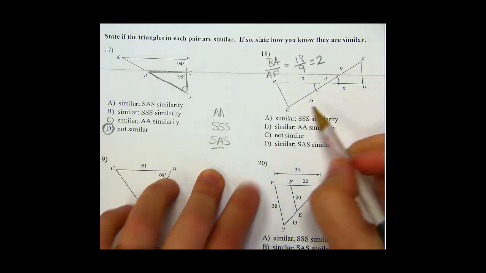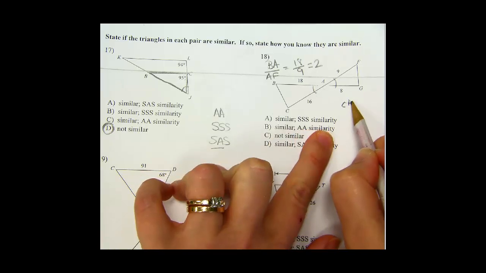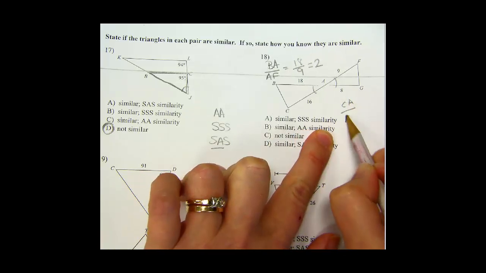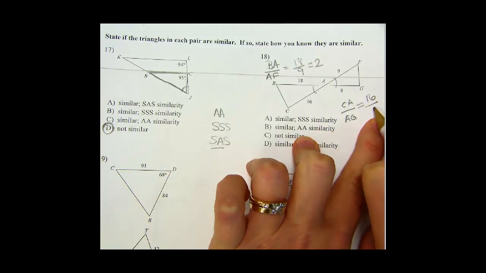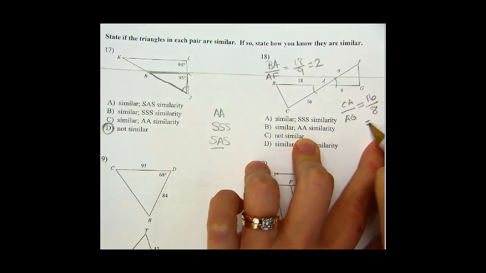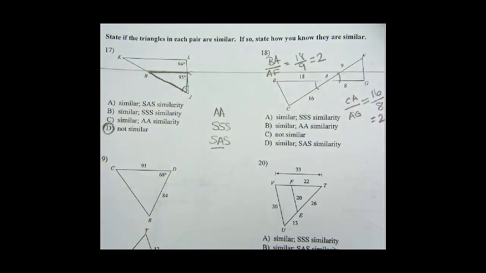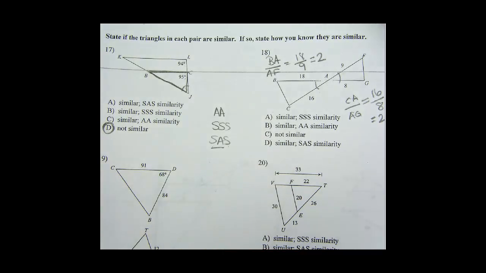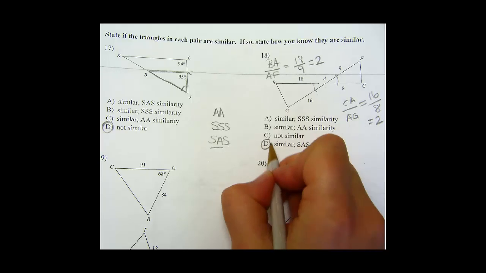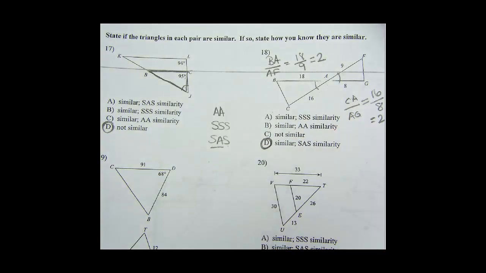Now, if I take a look at CA and AG, CA is 16, AG is 8, they also reduce to 2. So I can use side angle side because I have two sides that reduce down to the same fraction, and I have a pair of angles that are equal. So these triangles are similar, and they're similar using side angle side. Okay, so the rest of them you can try tomorrow in class.